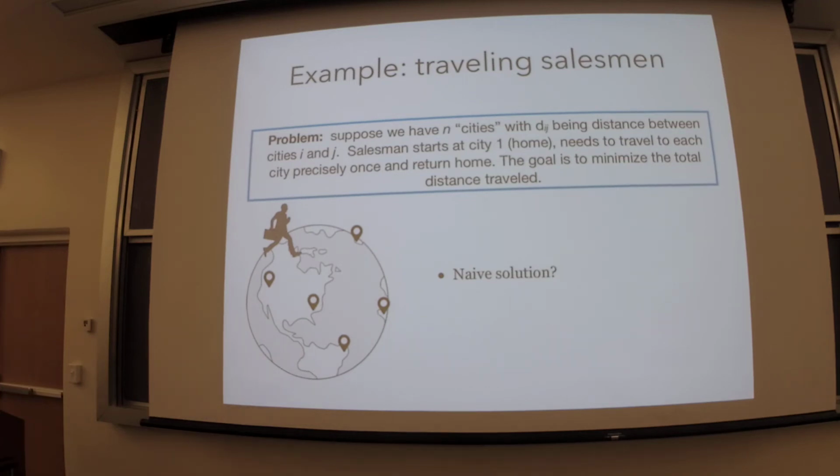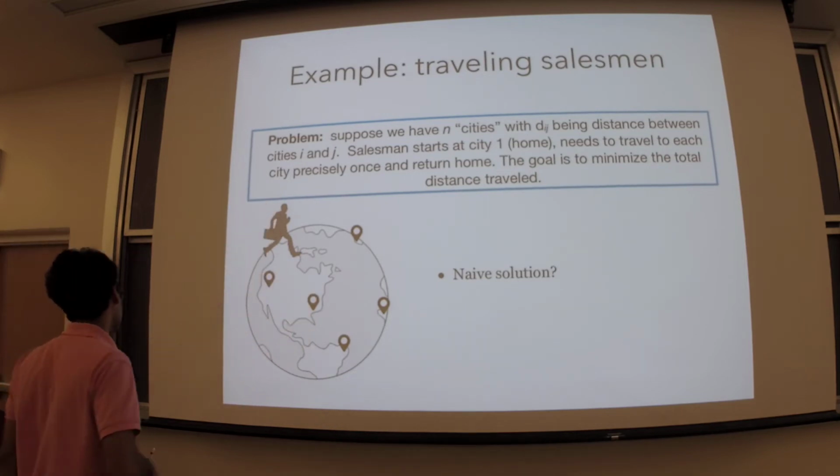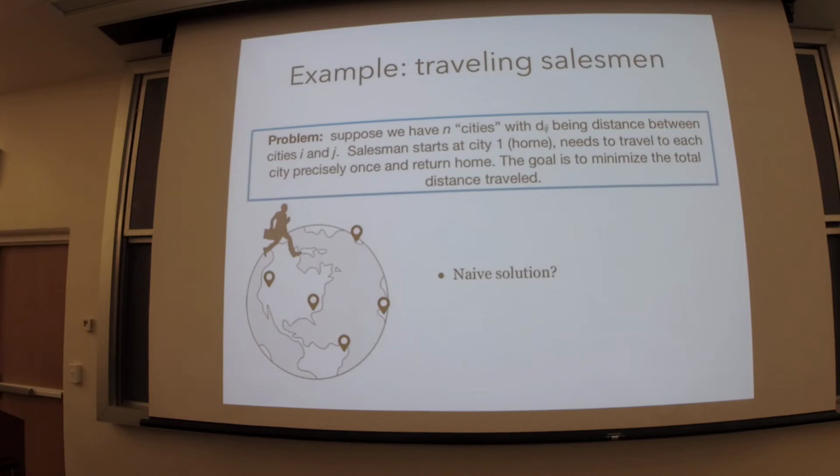And now the salesman starts at city 1, which is his home city. So let's say it starts off somewhere. Yeah, it's close enough to Salt Lake. Okay, so start off at city 1, and then you go wherever you want. But the goal is you need to travel to each city exactly once and then come back home. And you would like to minimize the total distance traveled.